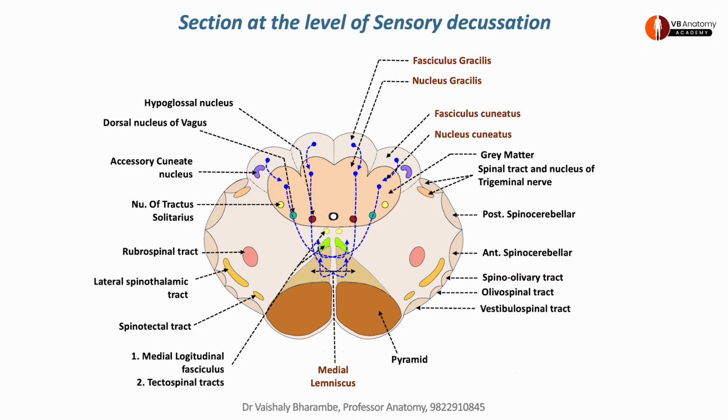These blue crossing fibers that are shown on the screen are actually the sensory decussation that happens at this level. I hope you have understood this.